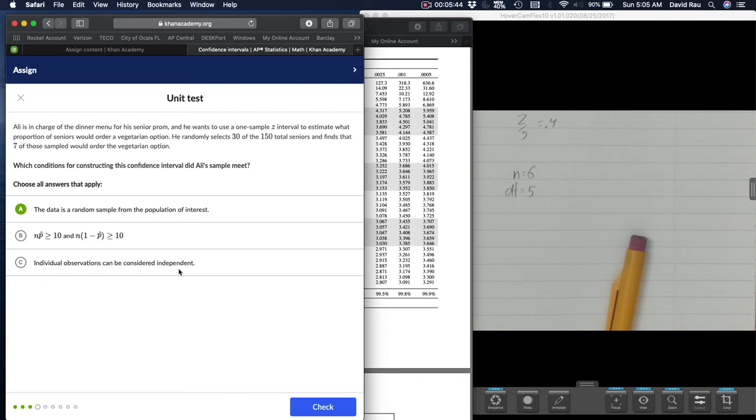Can they be considered independent? And they actually can't, because there's 150 seniors and you sampled 30. That's 20% of the seniors. So you can only sample 10% or less. And also, if we sample 30 and 7 of the 30 would order the vegetarian, well, that's less than 10 successes. So we don't have 10 successes. We do have 10 failures, because if 7 are the vegetarian, then 23 are not, so that's safe. But the only thing this really meant was that it was random.